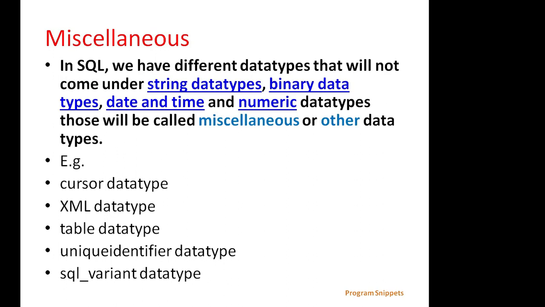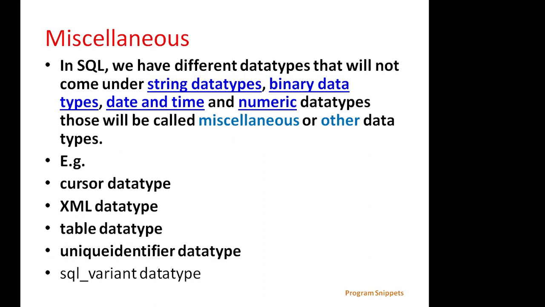In SQL, we have different data types that do not come under string data types, binary data types, date and time, or numeric data types. Those are called miscellaneous or other data types. For example, cursor data type, XML data type, table data type, unique identifier data type, and SQL variant data type.